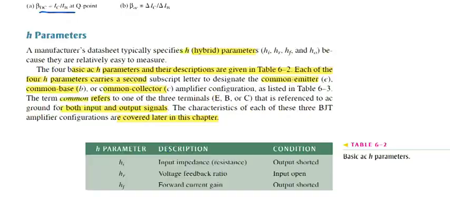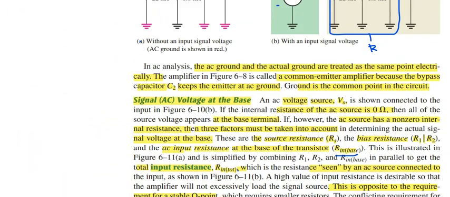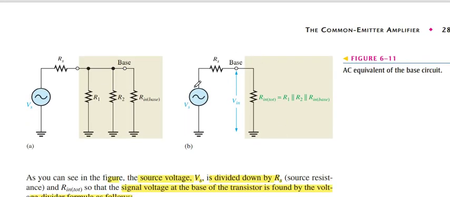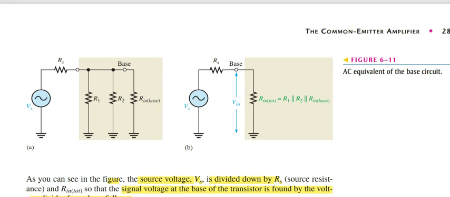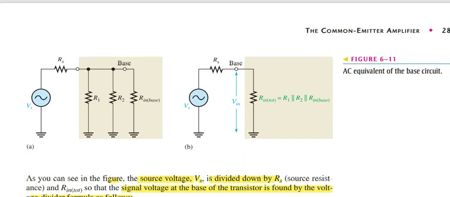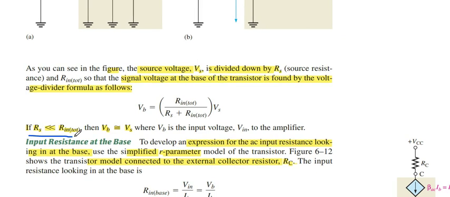Now we go back to our point. There it is mentioned. So we replace these last three resistances by using the equivalent resistance R in total, and the base voltage is nearly equal to the source voltage. They mention it next, I think. Yes, there it is. If RS is very small compared to R in total, then VB is equal to VS.